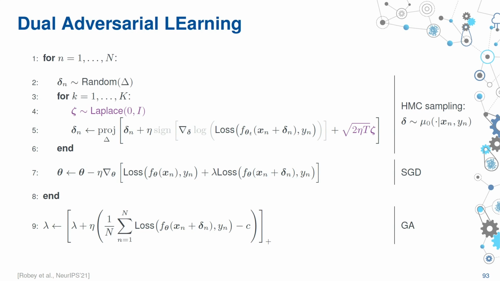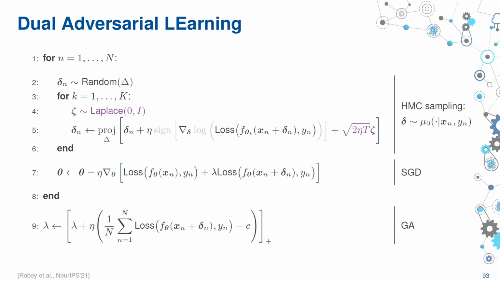So essentially, we use an HMC sampling method. Essentially, we run a couple of iterations of this. This is to obtain a sample from that distribution that we had before. And then we do stochastic gradient descent, followed by gradient ascent, which is the last step of constrained learning, right?